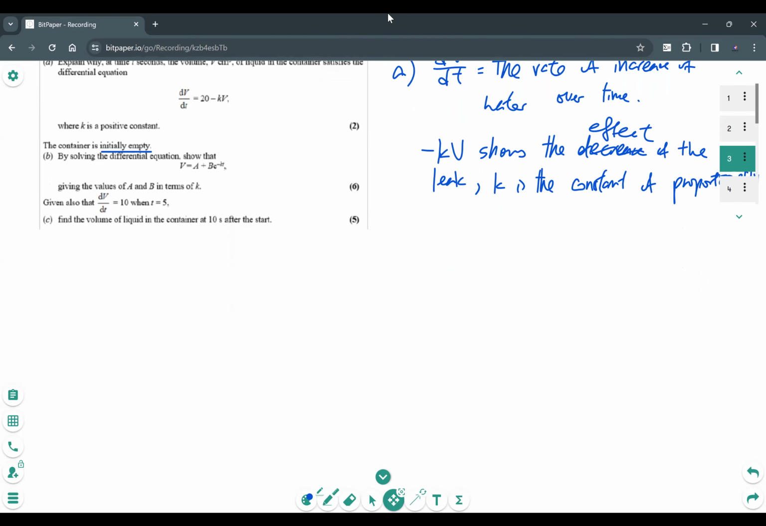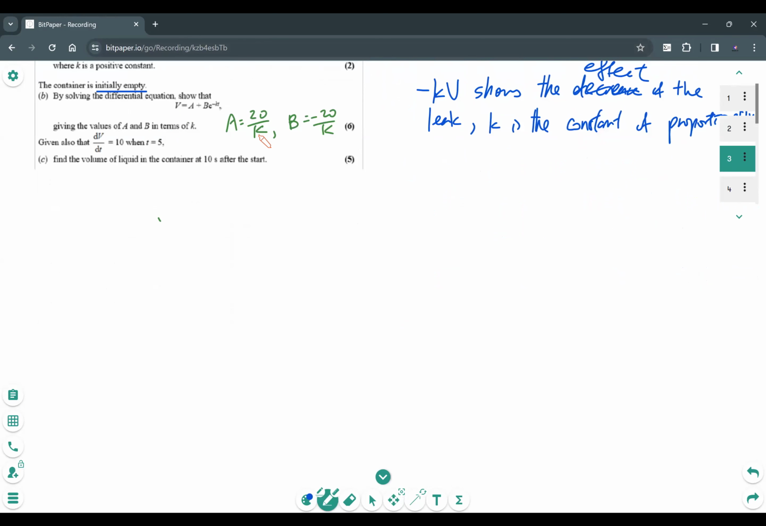So you can pause the video and have a go first. Separate your variables. When you're ready for the answer, you can press play. If you do it correctly, your A should be 20 over k and your B should be negative 20 over k. If you got it wrong, just move on to part C.